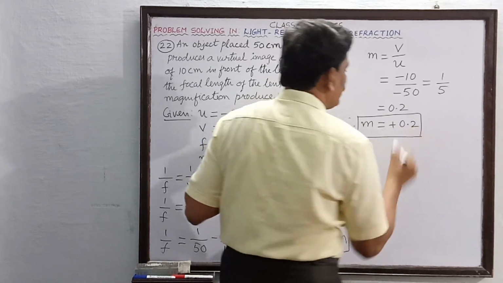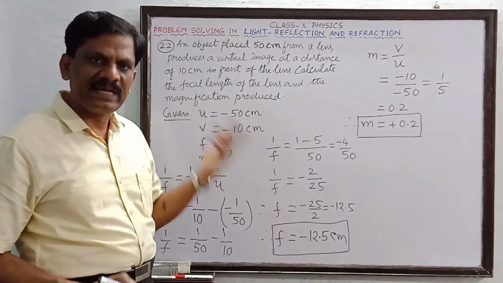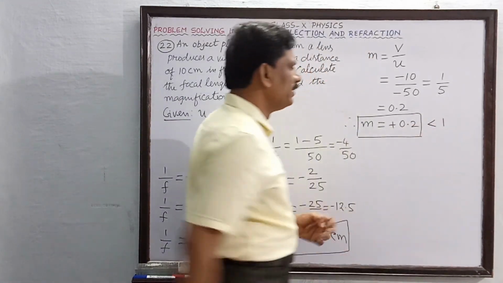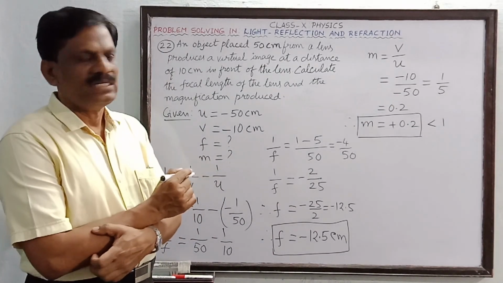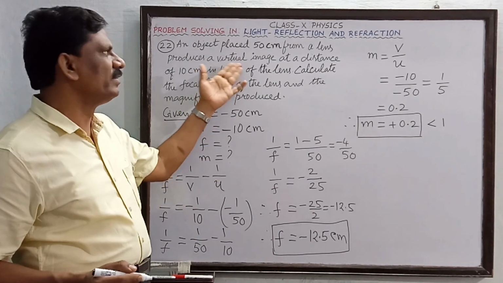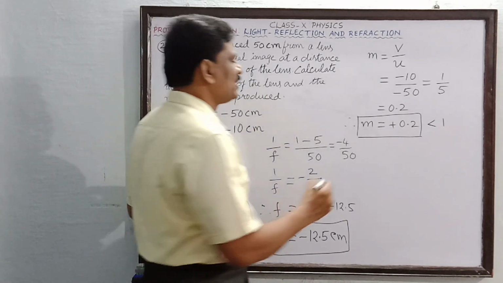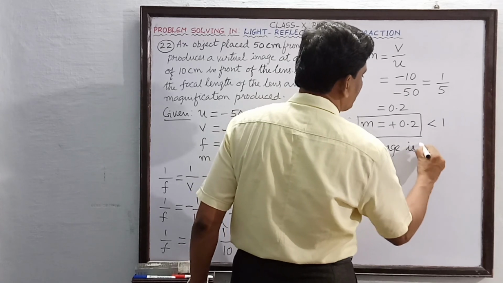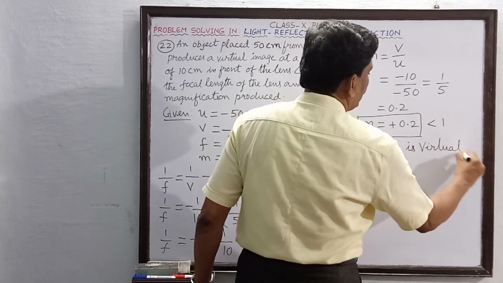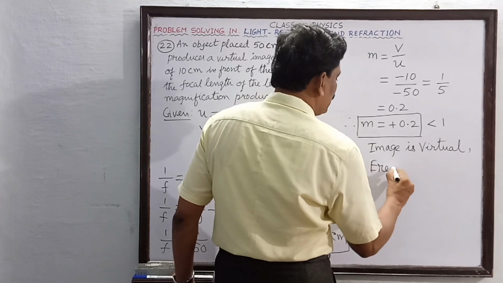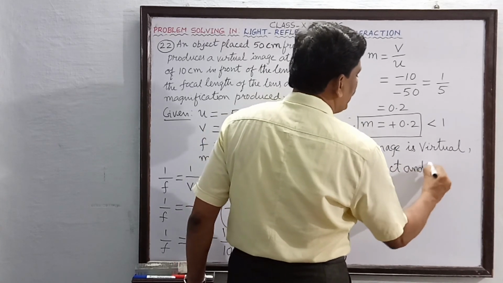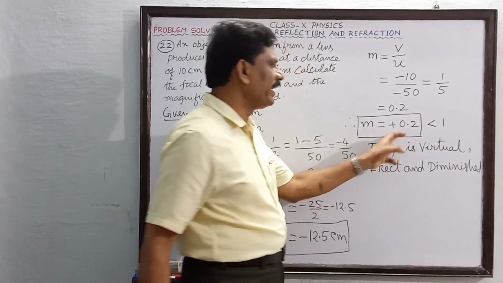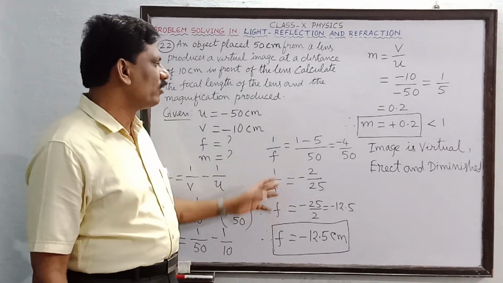So it is coming as positive because the image is virtual and erect. So m is less than 1. M is less than 1 means it should be a diminished image. So what is the nature of the image? Already they have given it as a virtual image. Now it is diminished also. So the image is virtual, then it is erect, and it is diminished. Okay, students? Why is it diminished? Because the magnification is less than 1. I hope you have understood this.